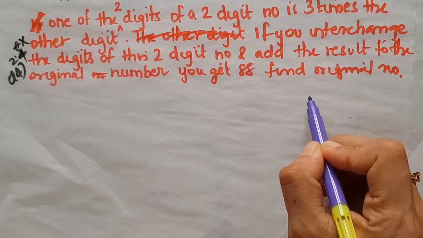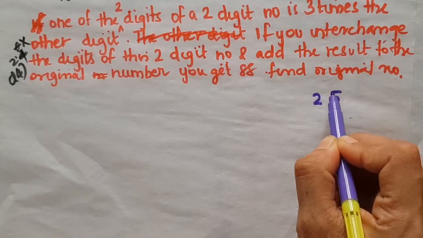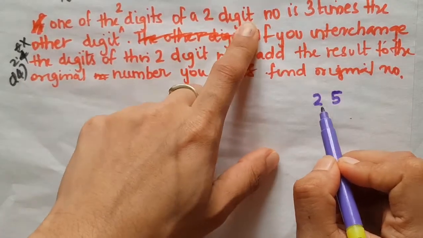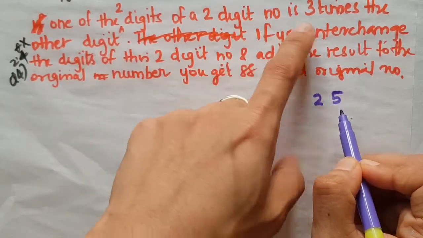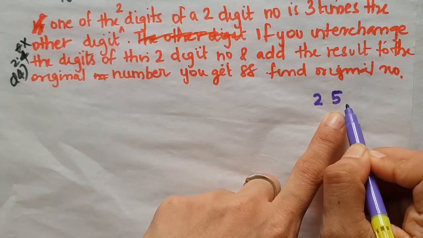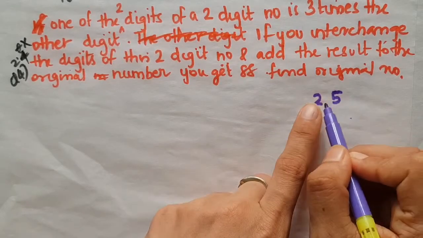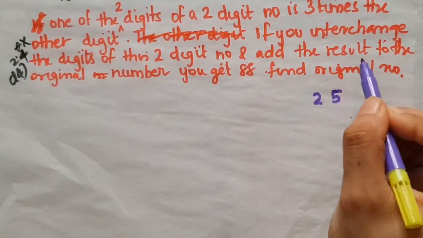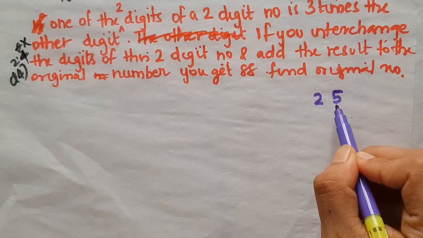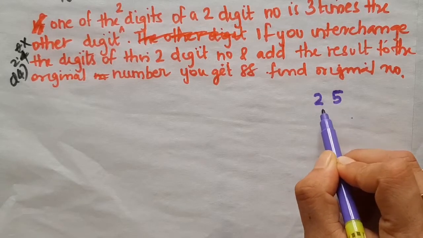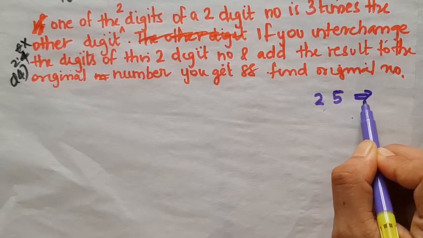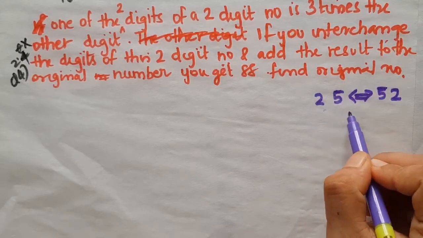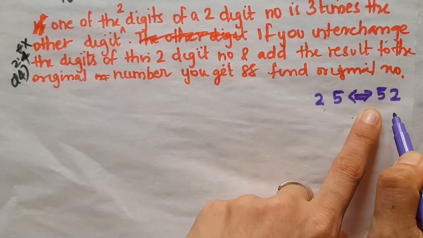Suppose we have the number 25. This is just an example, okay? It is said that one of the two digits of a two-digit number is 3 times the other. So if one term is taken as a variable, the other term is 3 times the first. And interchanging means 52: the 5 is in its ones place and 2 is in its tens place. If you interchange it, 5 will go to the tens place and 2 will come to the ones place. This is the interchanging.